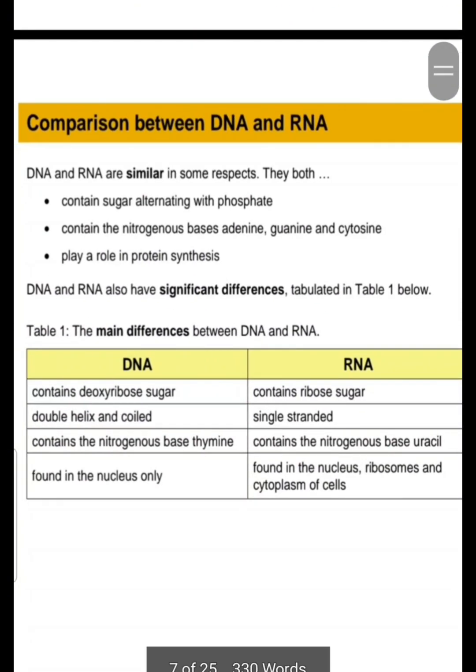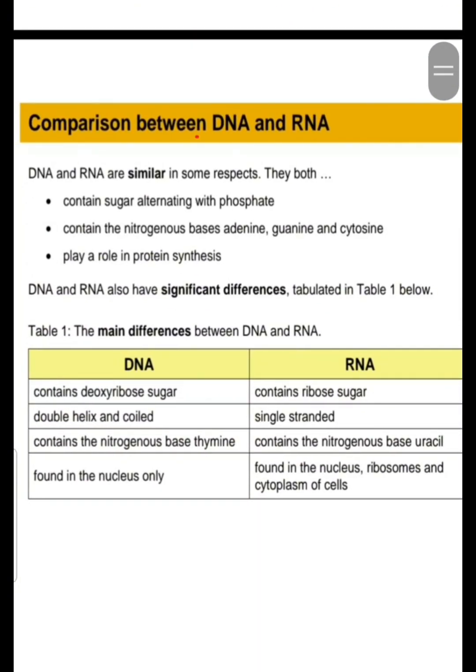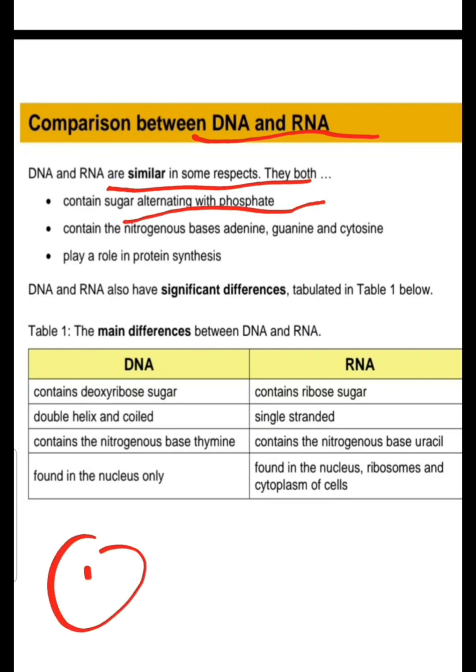So the next thing we'll be doing is the comparison between DNA and RNA. All right. DNA and RNA are similar in some respects. They both contain an alternating sugar phosphate backbone. They both contain the nitrogenous bases adenine, guanine, and cytosine. And they both play a role in protein synthesis. As far as I know, they don't usually ask about the similarities between DNA and RNA, but you should just know it. They usually ask about the differences.